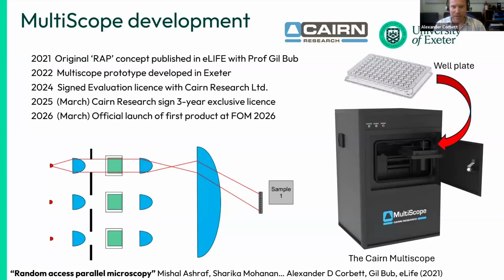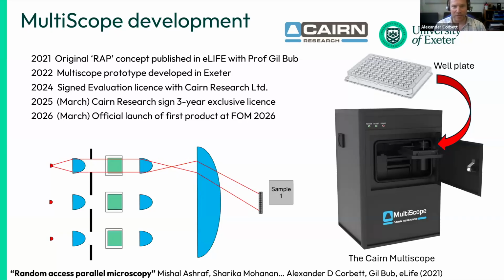Just a brief history to recap how this came about. We have the timeline there for Gil's developments that led towards the first publication of the RAP concept in eLife in 2021. We then started tinkering around with our own version here in Exeter, and to make the distinction easier, we gave it a name, the Multiscope. That was the original Exeter Multiscope. So if you're looking through the literature, that's the reason for the distinction. It's the same technology.